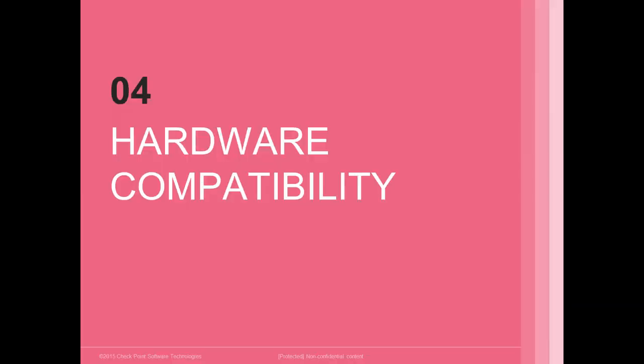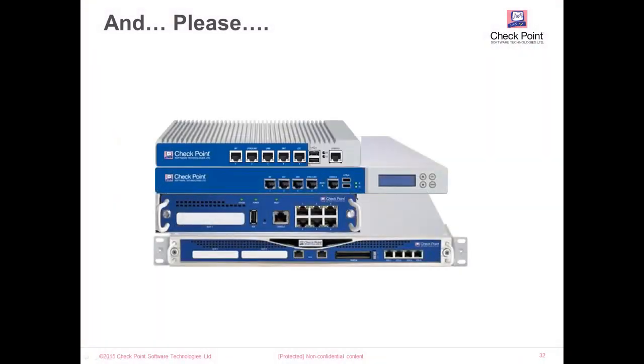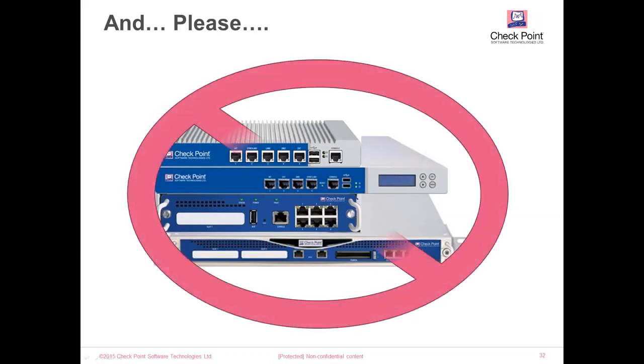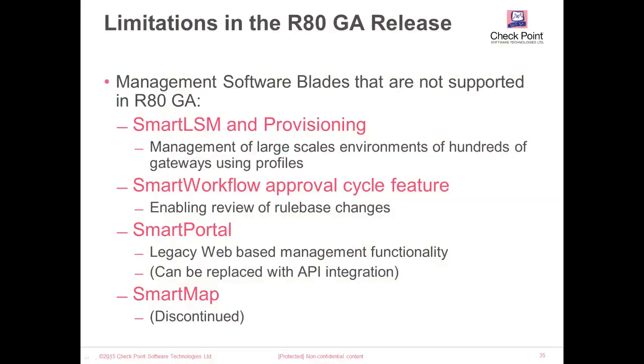In terms of hardware compatibility, please do not try to use your old IP appliances, old UTM-1s or Power-1 units, as those do not have enough memory to handle R80. So you can probably do a hardware refresh. In terms of limitations, these are the management software blades that are currently not supported but will be supported in the future. So in R80 we don't have SmartProvisioning. So if you have a customer running SmartProvisioning and would like to upgrade to R80, that is currently not possible. They have to wait for later releases.